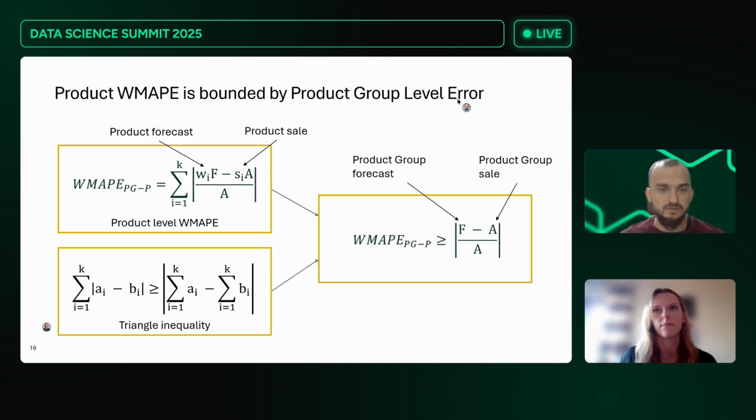achievable weighted mean absolute percentage error is bounded by the relative error on the product group level. So the difference between forecast and sale is the error, and divided by sale is the relative error. So that's the knowledge we get, that the best result we can get is related to, and not less than, the error on the higher hierarchy.